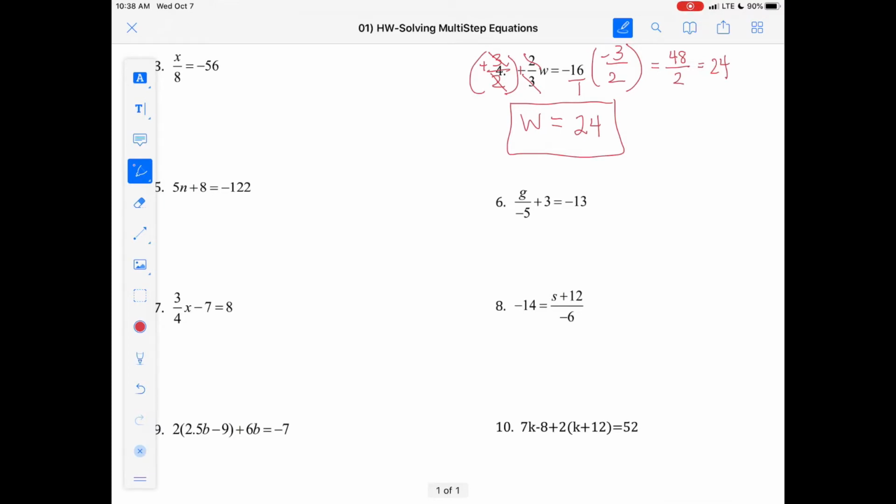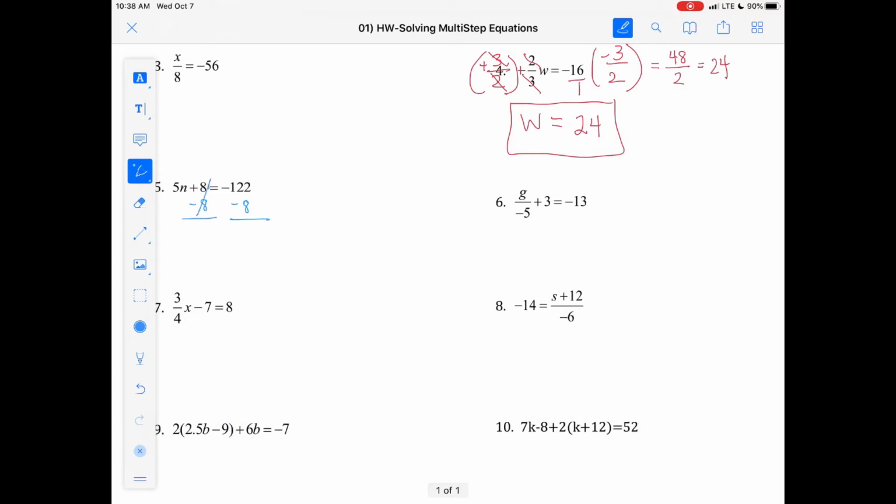Now, let's look at 5. 5 looks a little different in that there is a multi-step operation going on. So, folks, I'm still trying to isolate that variable. I want n by itself. So I might first start by getting rid of anything that is being added or subtracted to that variable. And what do you notice with 5n plus 8? I want to get rid of that plus 8. How do I get rid of plus 8? We sure do. We minus 8 from both sides.